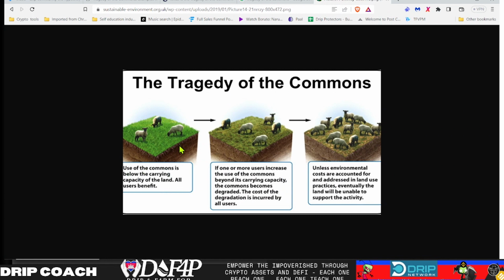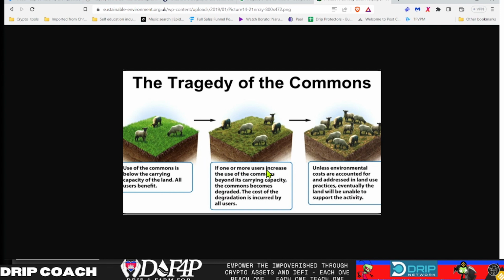So use of the commons, in this case the land for the sheep and other cattle, below the carrying capacity of the land, all users benefit. Meaning you have this limited resource. If everybody keeps to just the minimum amount of sheep or cattle or whatever that they need, and doesn't overbreed this area, basically the grass can grow back. You can have your sheep and you can just keep the cycle going.